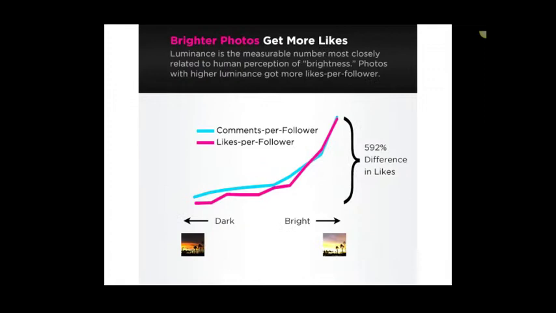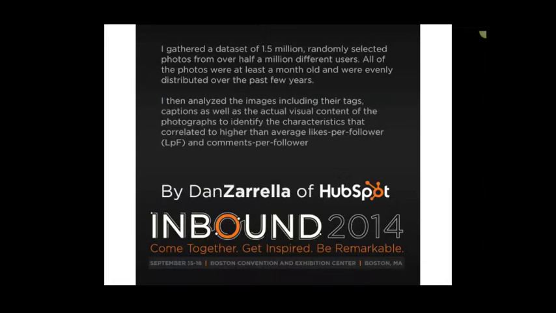And then luminance. Here's another one, darker versus brighter. The comments per follower was pretty close to being the same. Luminance is the measurable number most likely related to human perception of brightness. Photos with higher luminance got more likes per follower. And here's the guy that gathered this: 1.5 million randomly selected photos from over 500,000 different users. I like to give credit where credit is due, so this guy's the one that did it, from HubSpot. All right? Good stuff. So Instagram's crazy.